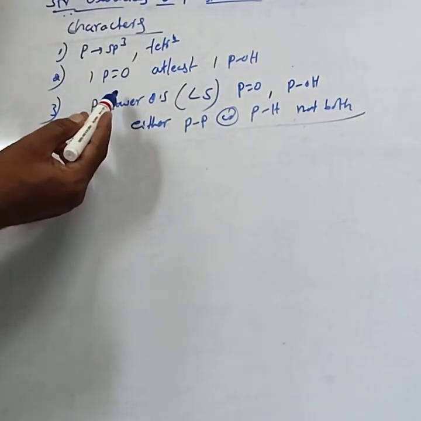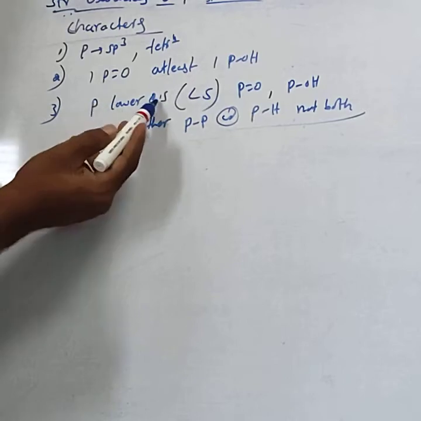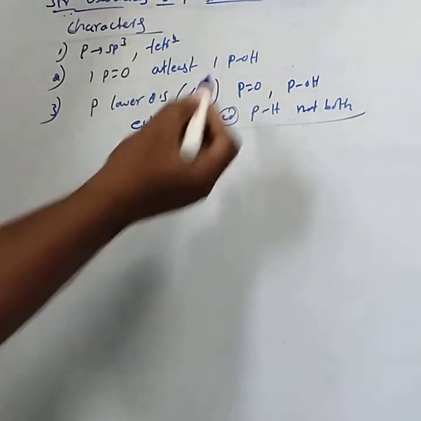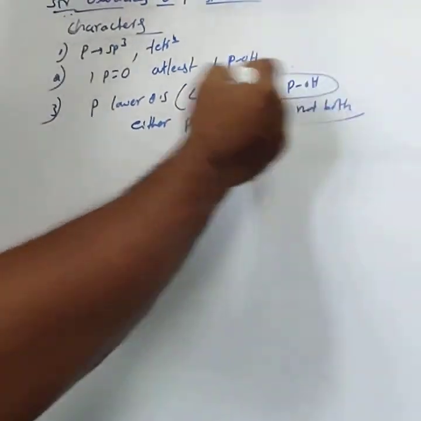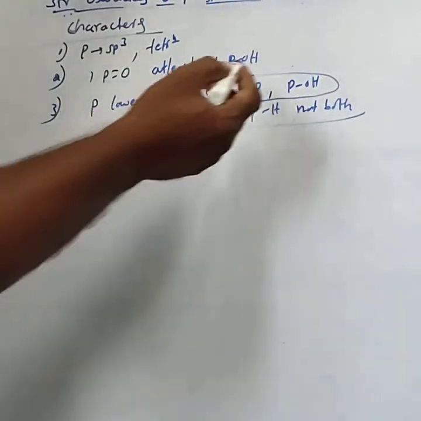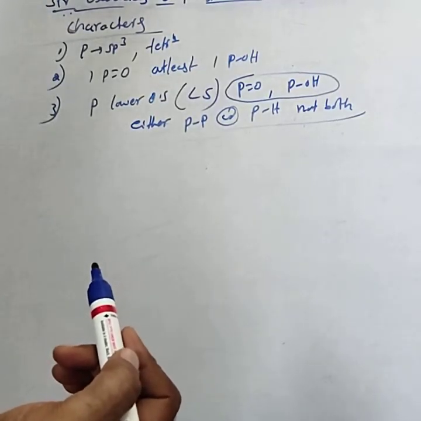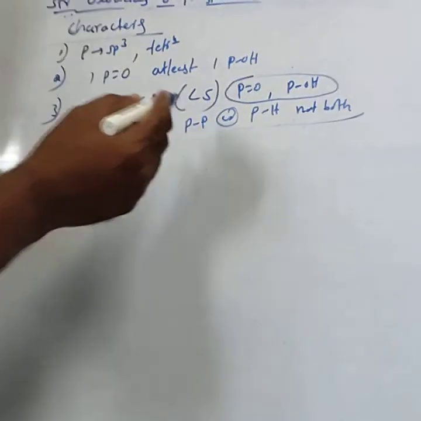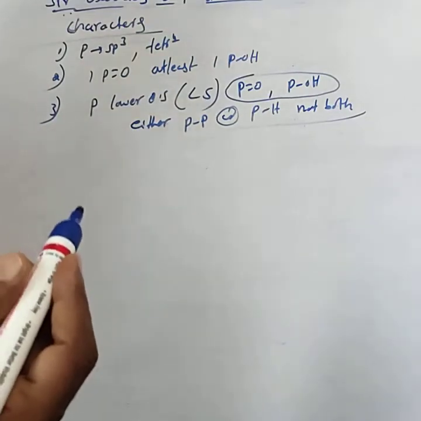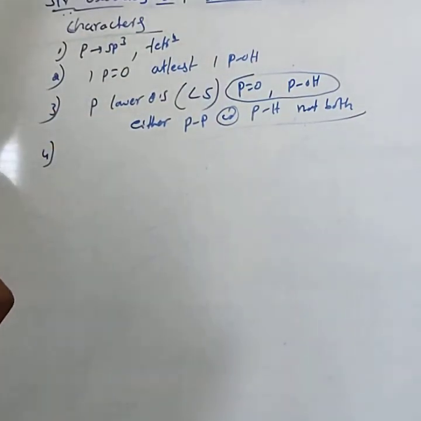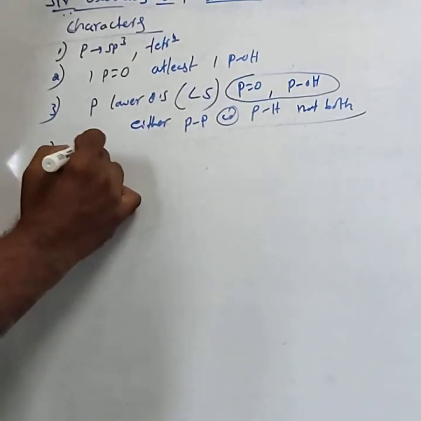In oxoacids of phosphorus in the lower oxidation state, that is less than 5, in addition to PO and POH, they must contain one PO and one POH bond. In addition to PO and POH, they contain either one PP or PH bond, but not both.